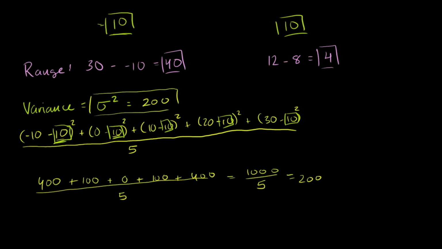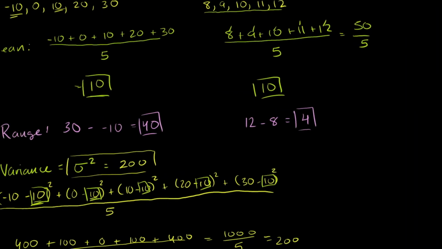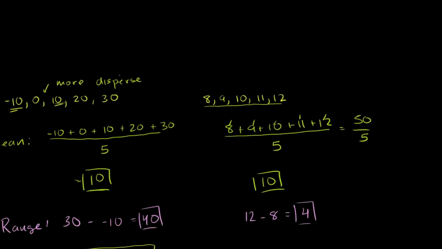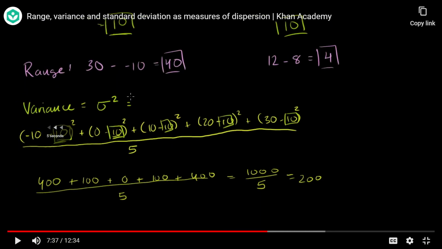And let's compare it to this data set over here. Let's compare it to the variance of this less dispersed data set. So let me scroll over a little bit so we have some real estate. Oh, I'm running out. Maybe I can scroll up here. There you go. So let me calculate the variance of this data set. We already know its mean, so the variance here is going to be 2.